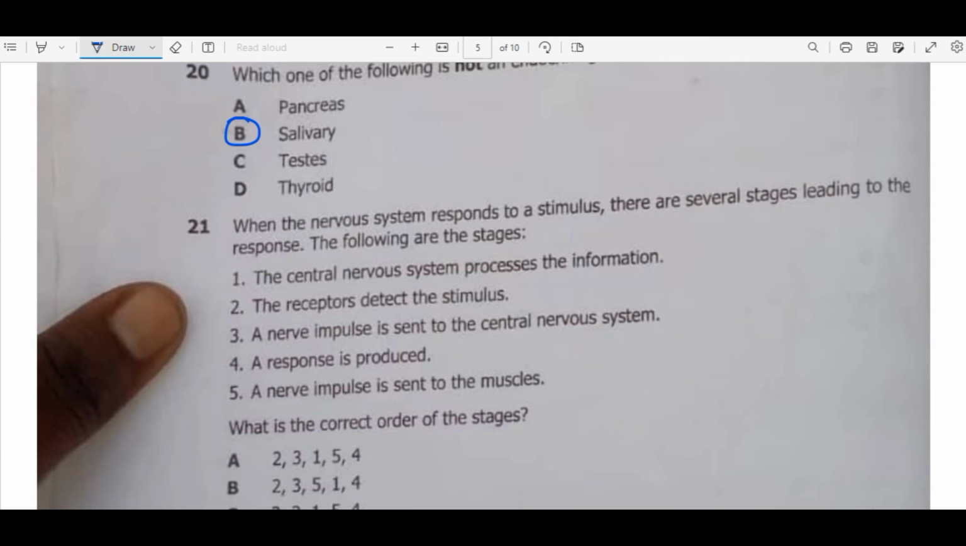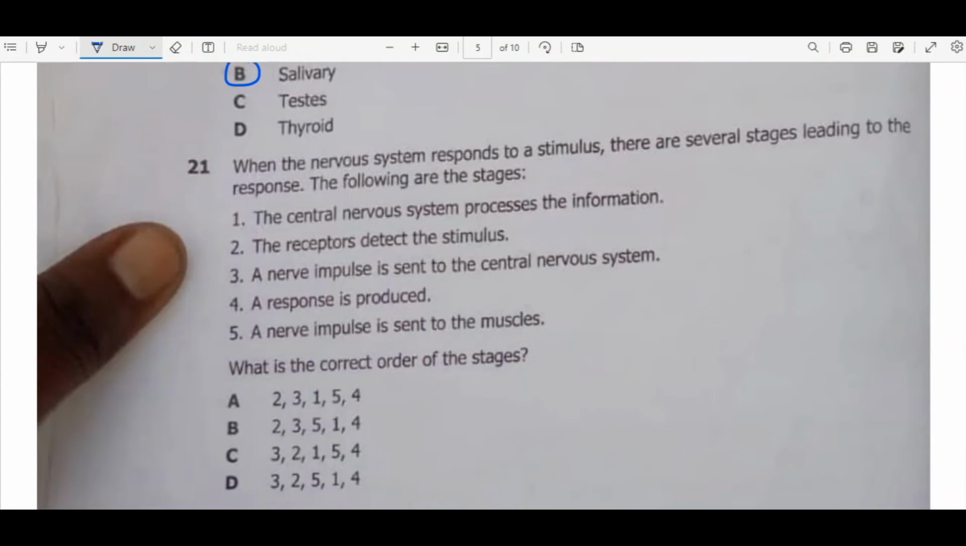The first one is the central nervous system. The central nervous system processes the information. The receptors detect the stimulus. A nerve impulse is sent to the central nervous system. A response is produced. A nerve impulse is sent to the muscles. Now before going to the answers, you have to identify and arrange them, starting with the first one, so that you don't waste a lot of time.